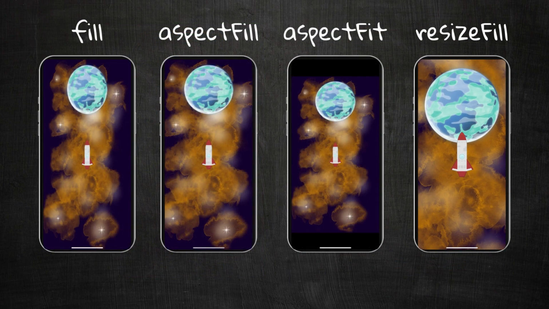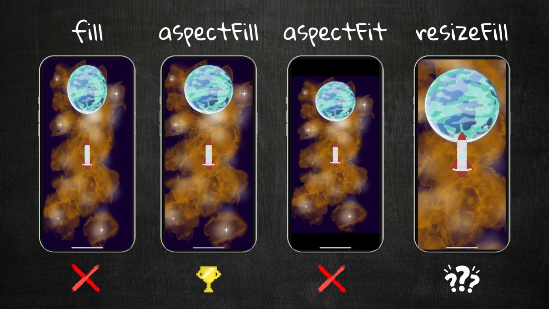So personally, I liked aspectFill the most. I don't think there's a use case for fill. As for aspectFit, I don't think we really want black bars in modern games. And lastly, resizeFill. I think that one can work, but you need to design for it.